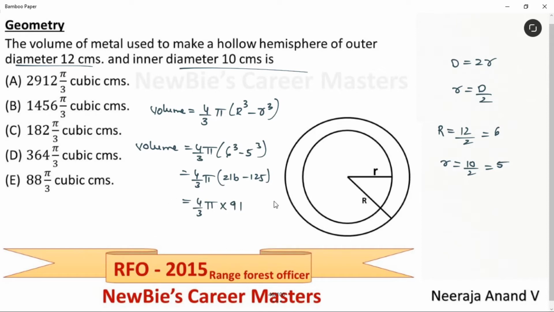Okay, after reaching this level, just divide this by 2 to get the volume of the hemisphere. Am I clear? Now, 4 by 3 into 2, pi into 91. 1s are 2s are. Final answer for this question is 182 by 3 pi. Option C is the answer for this question.